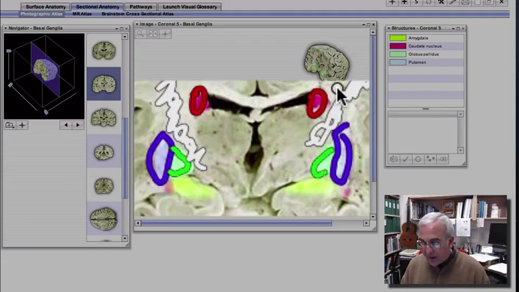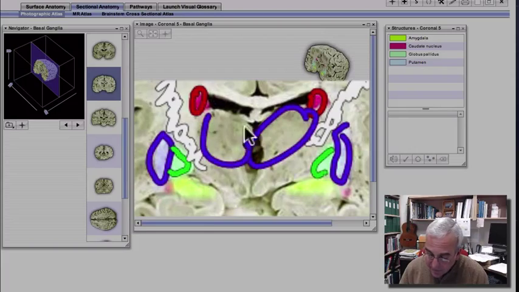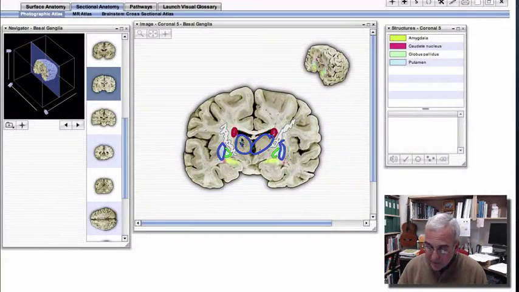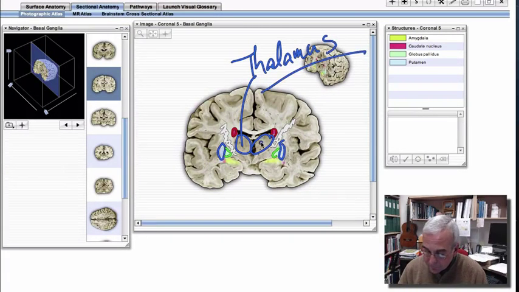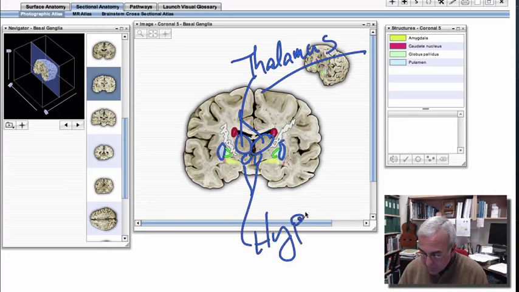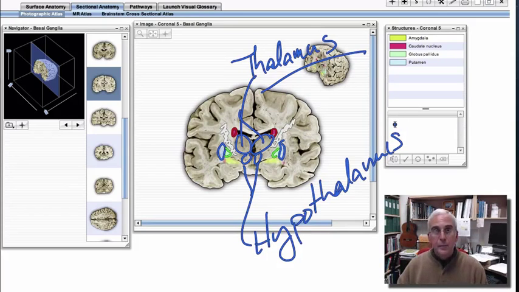And one hallmark of getting into the posterior limb of the internal capsule is the development of the thalamus on the medial side of the internal capsule, just inferior and medial to the caudate nucleus. So this is the thalamus. The region just inferior and anterior to the thalamus is where we would find the hypothalamus. Hypo suggesting below or inferior to the thalamus, and indeed that's where we find it.